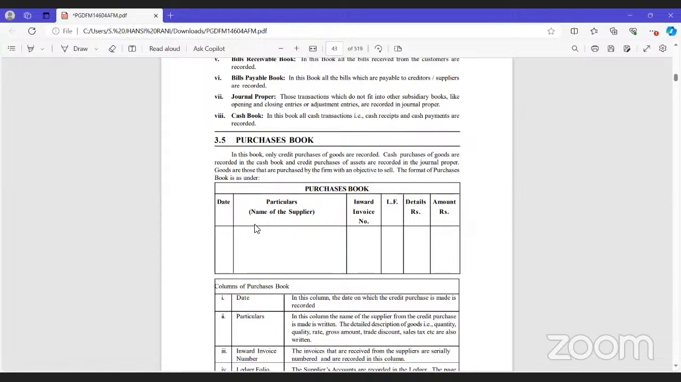Now, in these 8 books, what are we thinking, ma'am, we are already writing journal entries. Then why are we again preparing the subsidiary books? Because in these books we write only credit transactions.